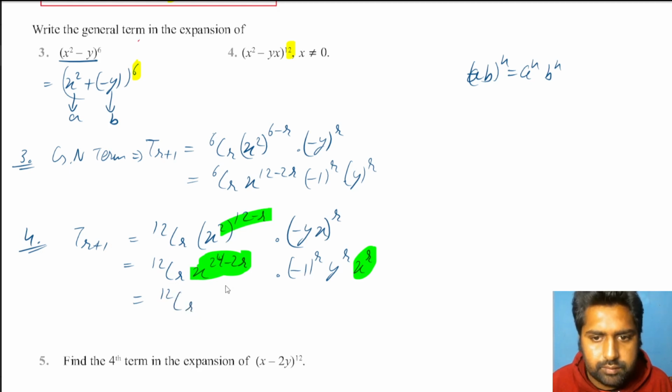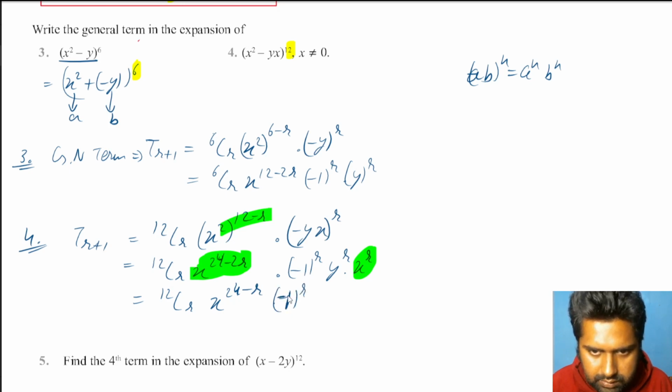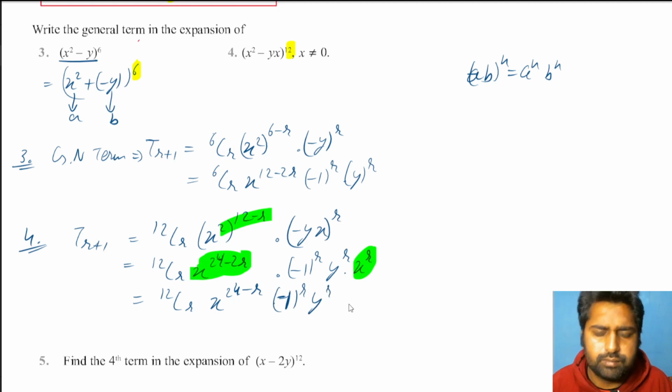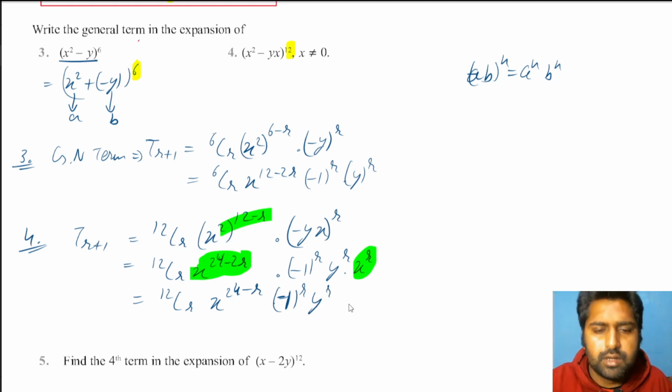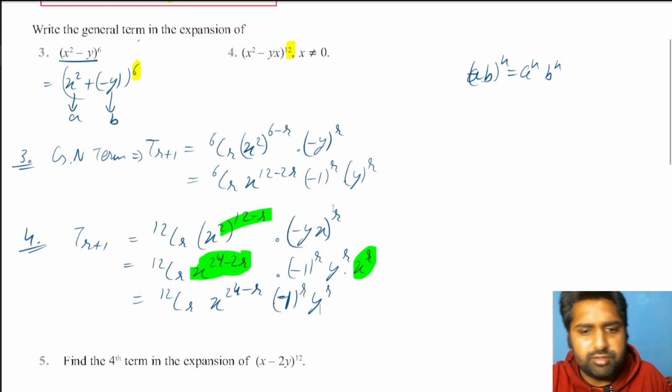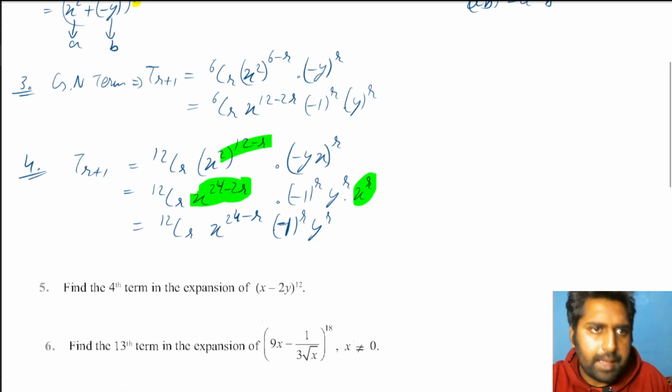12Cr, x raised to power something, x raised to power something, they are in multiplication, so the powers get added. So this becomes x raised to power 24 minus 2r plus r, which is 24 minus r, and then minus 1 raised to power r and y raised to power r. That's it. We cannot solve any further. This is the maximum simplified general term we can generate. Now let's look at the application part.